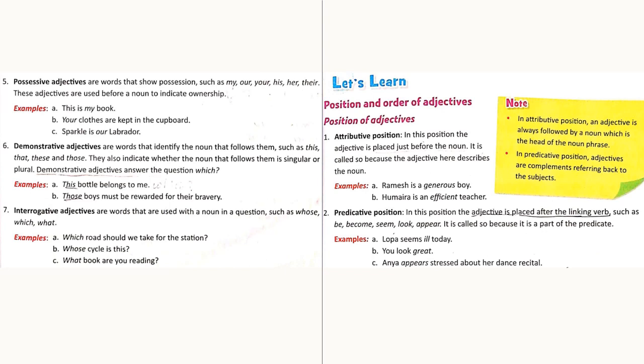Predicative position. When an adjective is placed after a linking verb, then its position is called predicative position. And what are the linking verbs? Linking verbs are like be, become, seem, look, appear, etc. For example, Lopa seems ill today. Here seems is a linking verb and here ill is describing and it is placed after the linking verb. So ill here is predicative. The adjective ill here is placed in predicative position.